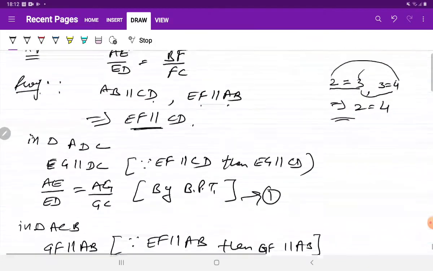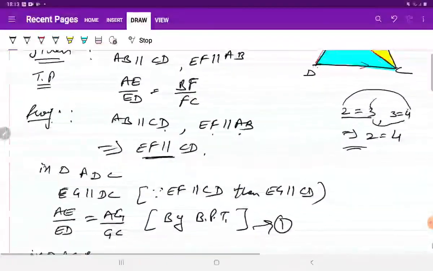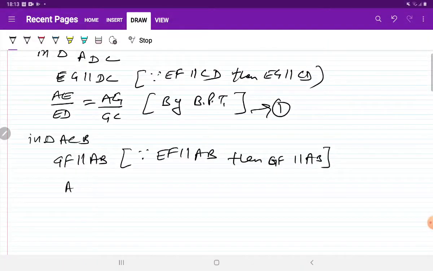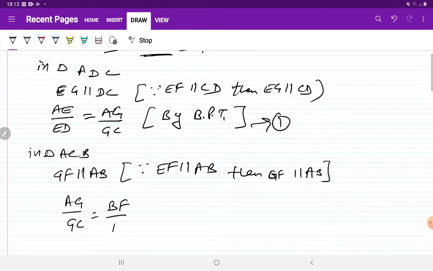Now GF is parallel to AB in triangle ACB, again by BPT theorem, because this one line is parallel and it divides the other two sides at distinct points, that is G and F. Then it divides the other two sides in the same ratio. Then AG upon GC will be equal to BF upon FC, by basic proportionality theorem or Thales theorem. This is my second equation.